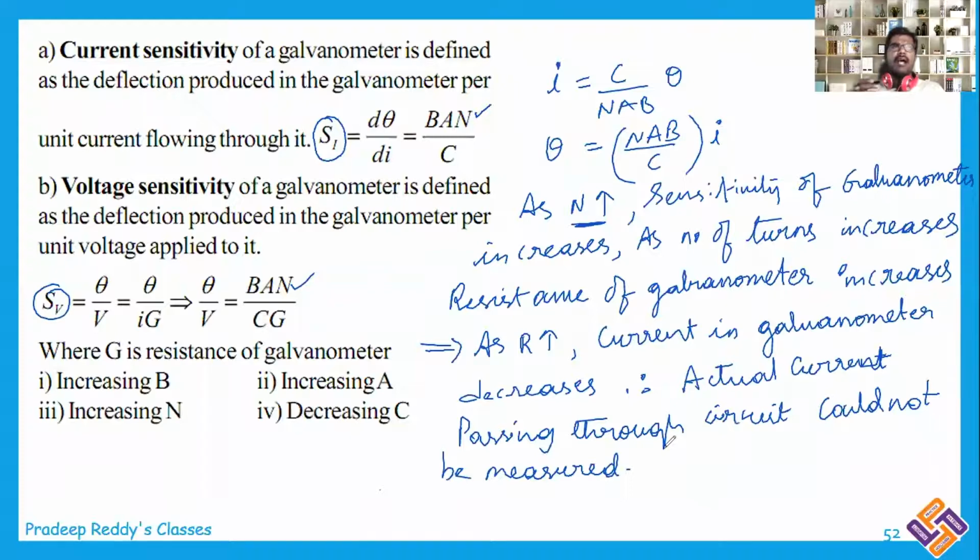So in order to increase the sensitivity, you are increasing the number of turns. As you increase the number of turns, sensitivity is increased, but along with that, the resistance of the galvanometer also increases. As resistance increases, the current passing through the galvanometer decreases. So this galvanometer shows less current than the actual current passing in the circuit. Suppose the actual current flowing through the circuit is 100 ampere, it will not show 100 ampere.